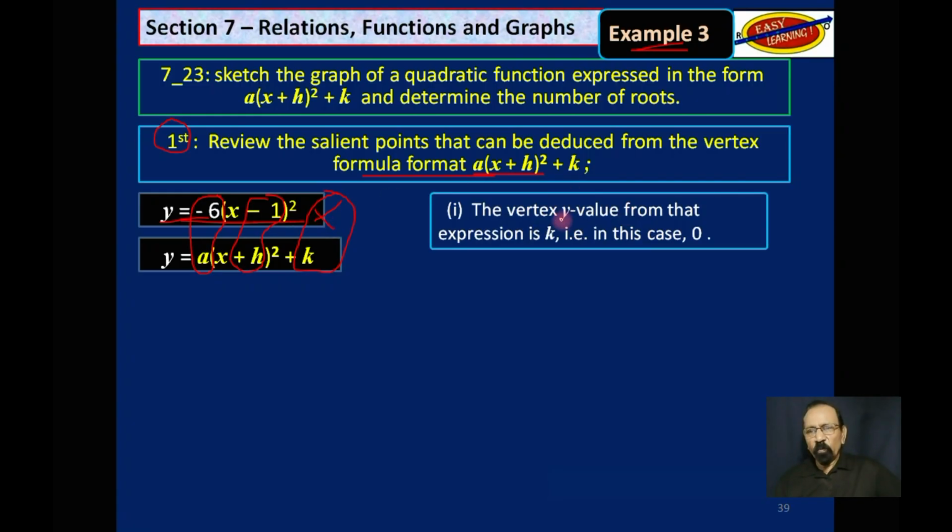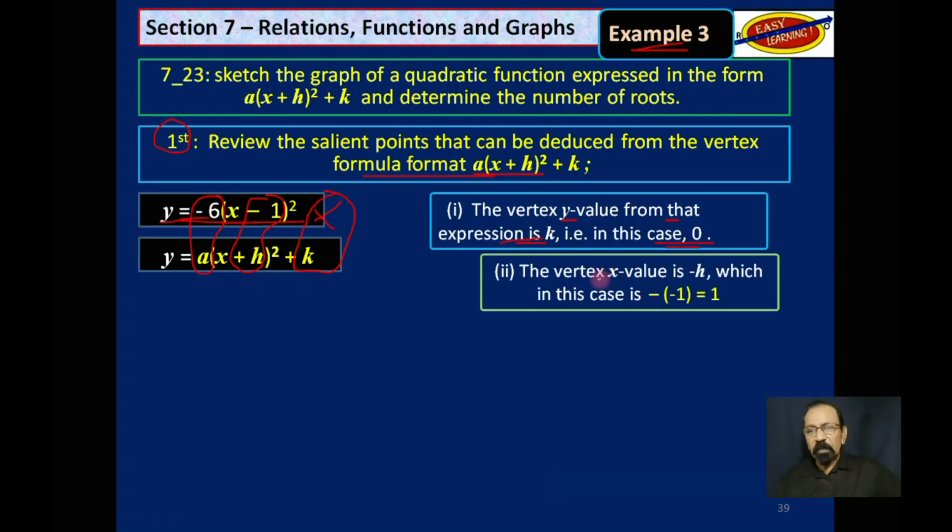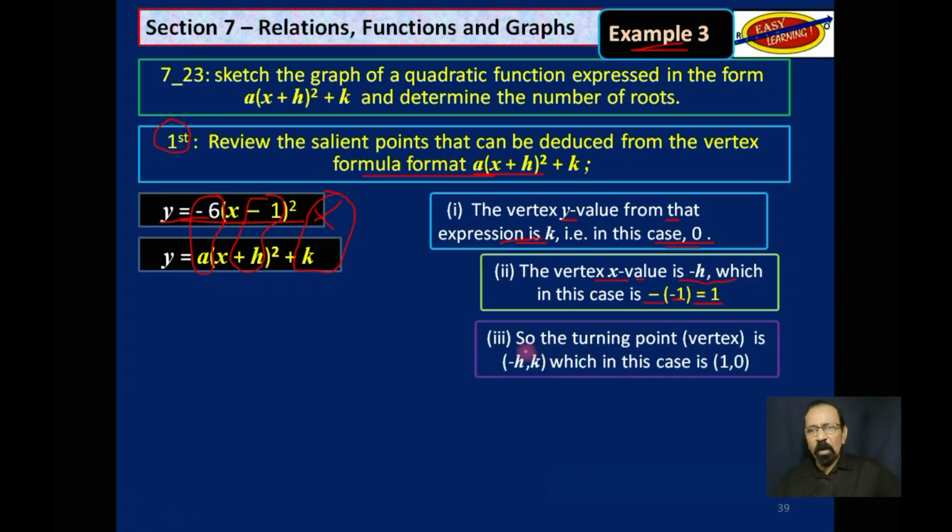The vertex y value from that expression is k. In this case, it is 0. We don't have any expression there. So k is equal to 0. The x vertex value is negative h, and we do have that. h is negative 1. If we take the negative of that, negative 1, we get positive 1. So now we know the turning point, or the vertex, is negative h, k, which is 1, 0.